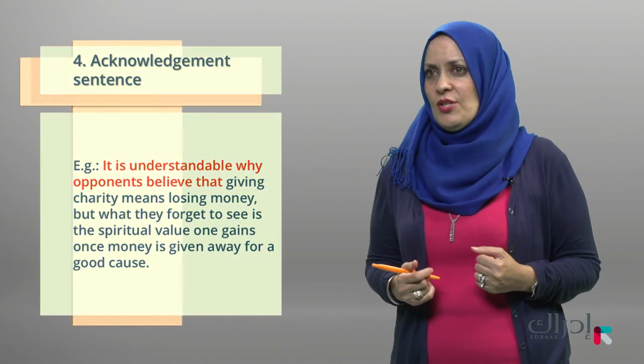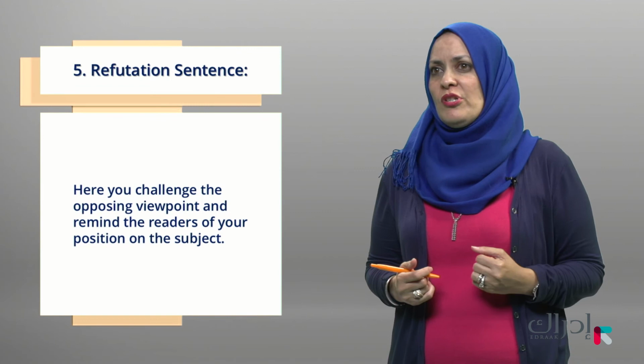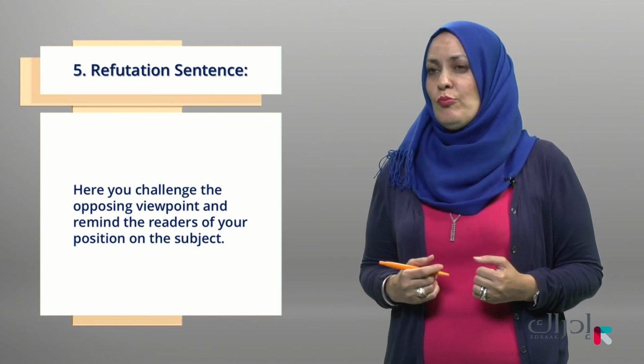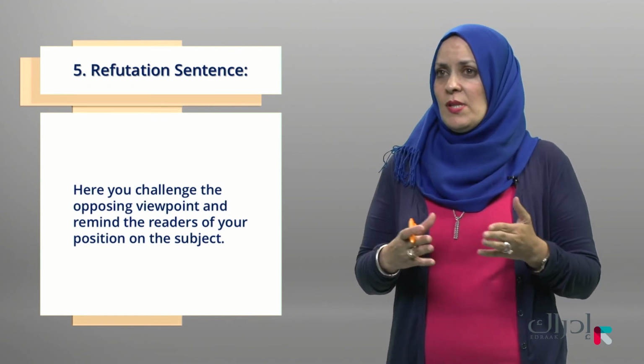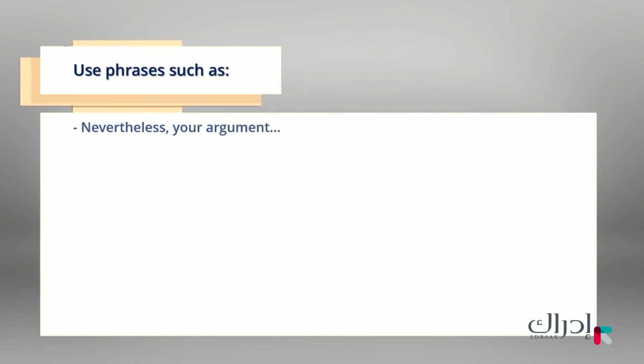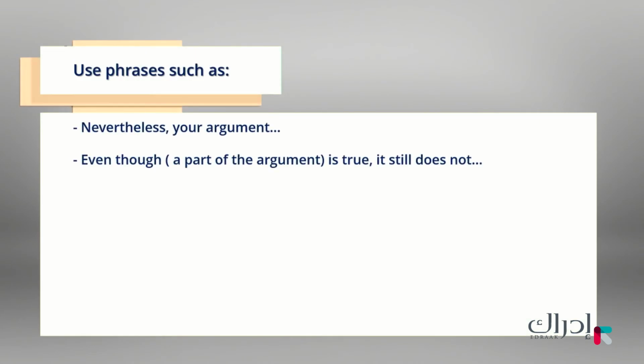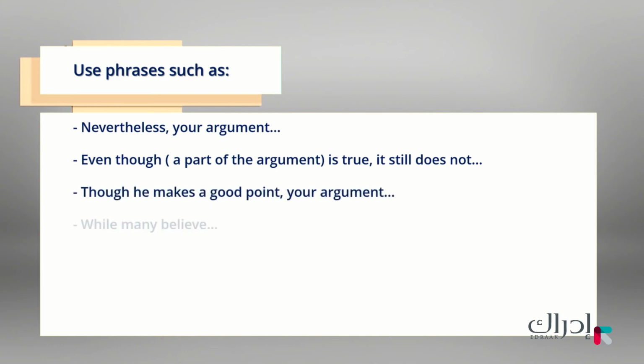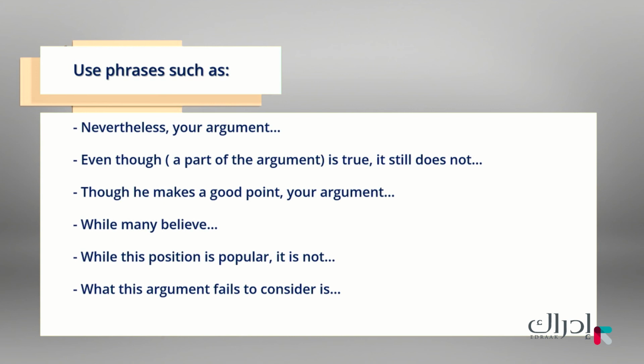Number 5, refutation sentence. Here you challenge the opposing viewpoint and remind the readers of your position on the subject. Use phrases such as, nevertheless, your argument, even though a part of the argument is true, it still does not, or though he makes a good point, your argument, while many believe, while this position is popular, it is not. What this argument fails to consider is, while this may be true.